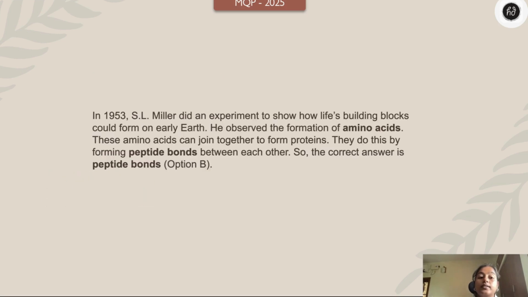Yes. So the answer is peptide bonds, right? Yes. S.L. Miller did an experiment to show how life's building blocks could form on the early Earth. He observed the formation of amino acids. The amino acids can join together to form proteins. They do this by forming peptide bonds. What is the bond between the amino acids which forms protein? Peptide bond, right? So the answer is option B.